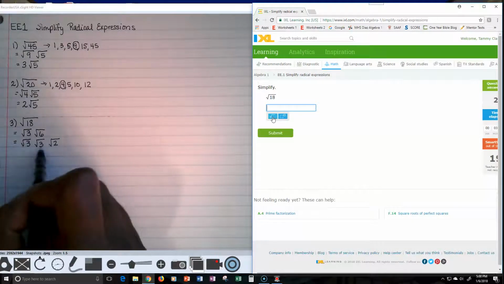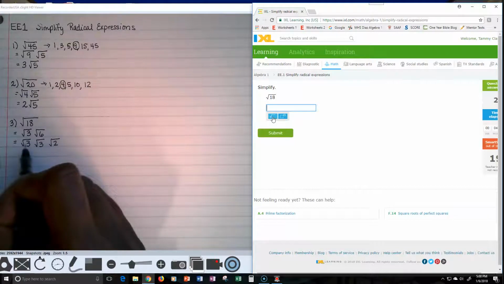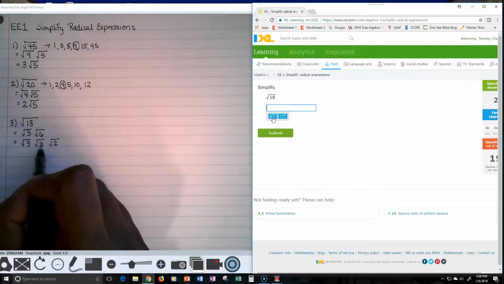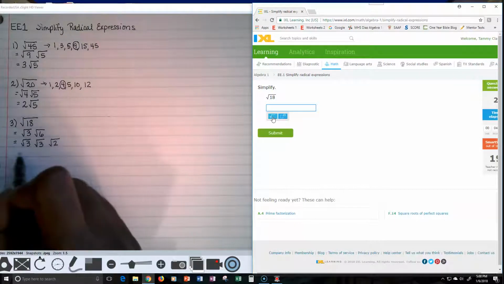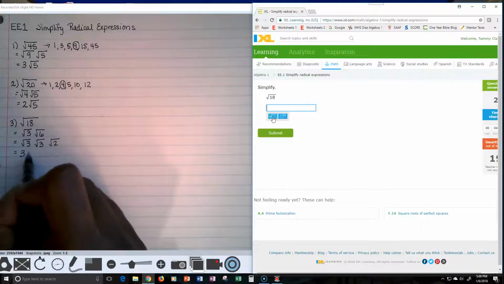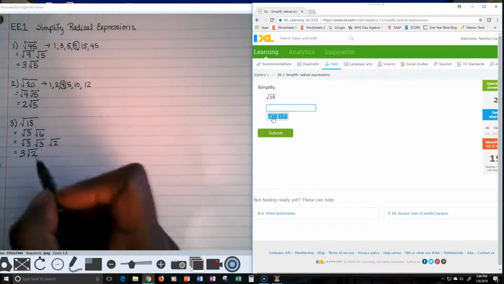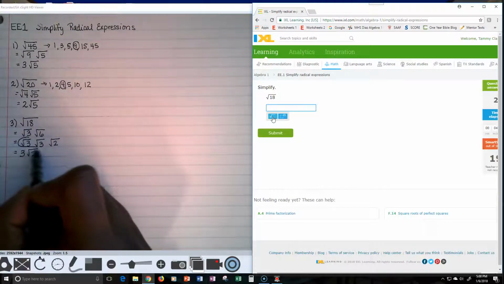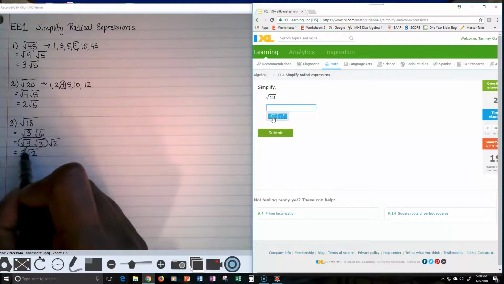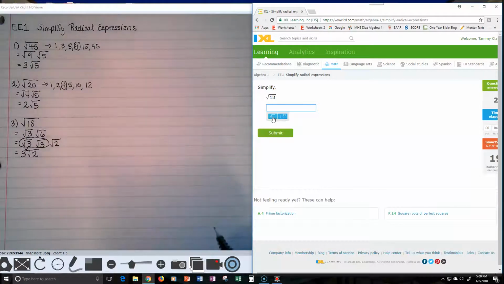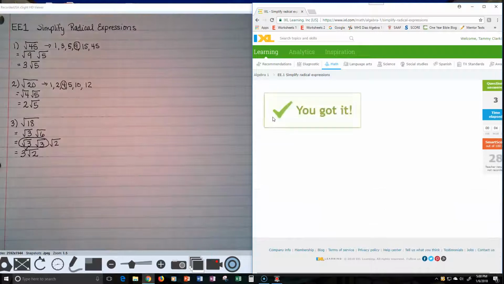Now, I have 2 sets of square roots of 3 here, which means that I can take these out of the radical. So if I said the square root of 3 times the square root of 3, that's the square root of 9, and the square root of 9 is simply 3. So this would be 3 root 2. So I just took these 2, and they became this 3 right here. Because the square root of something we know is what we doubled, and these are doubled. So this would be 3 root 2.